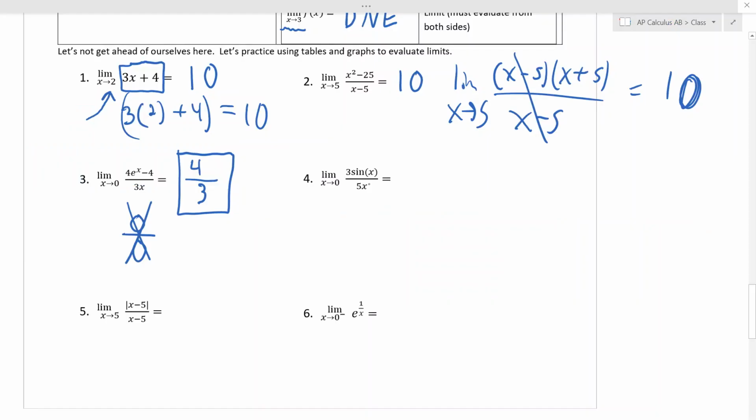If you didn't graph it, you wouldn't know that, right? If you put 0 into here, you get 0 divided by 0, which says I don't know what's going on there, I don't know where the point is. But graphing it, we can see it's headed towards 0.6.